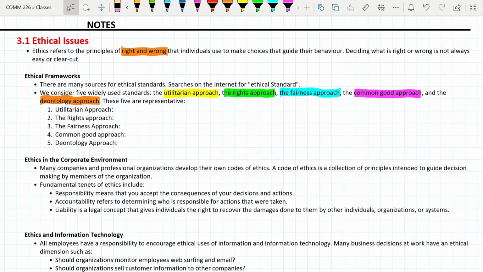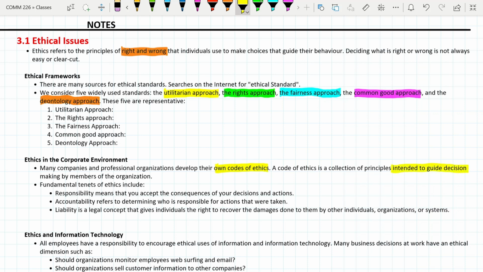So ethics in the corporate environment. Many companies and professional organizations develop their own codes of ethics. A code of ethics is a collective of principles intended to guide decision making by members of the organization.